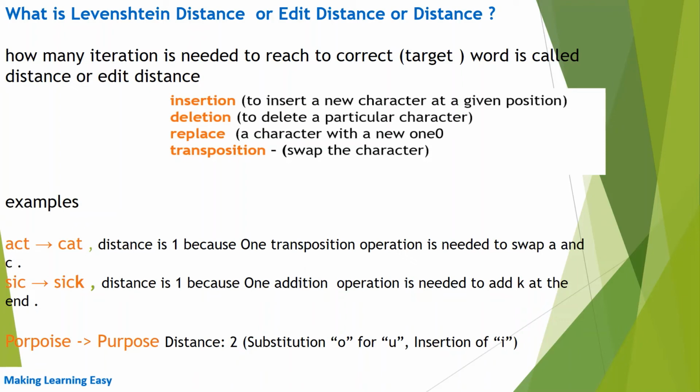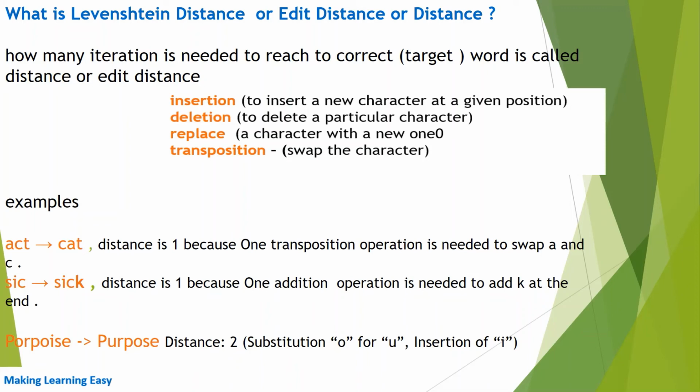You are typing SIC and you would get the output SICK. To reach from SIC to SICK, you need one operation, which is the addition operation, which would add K at the end of the original word.